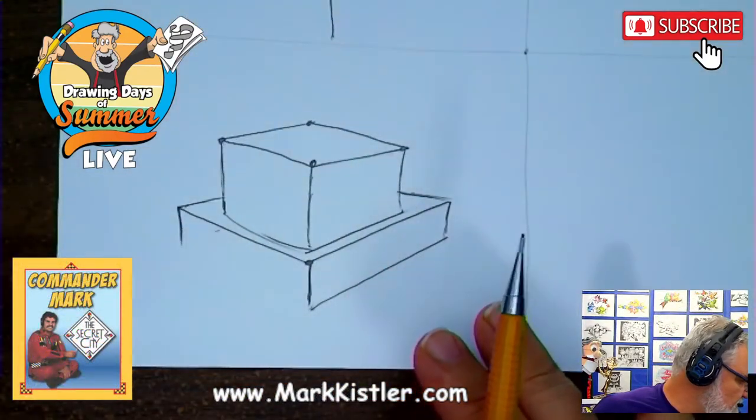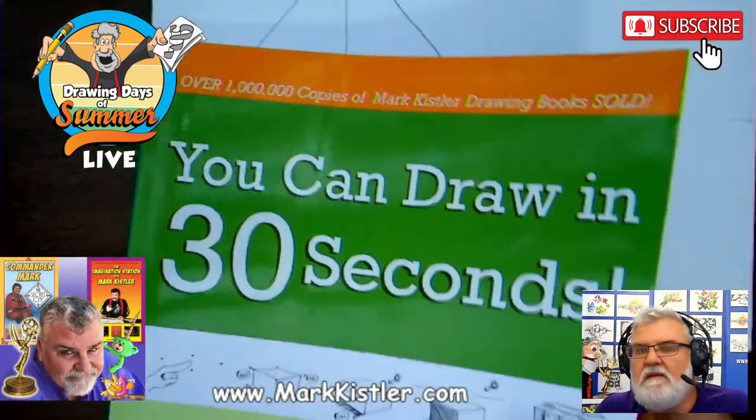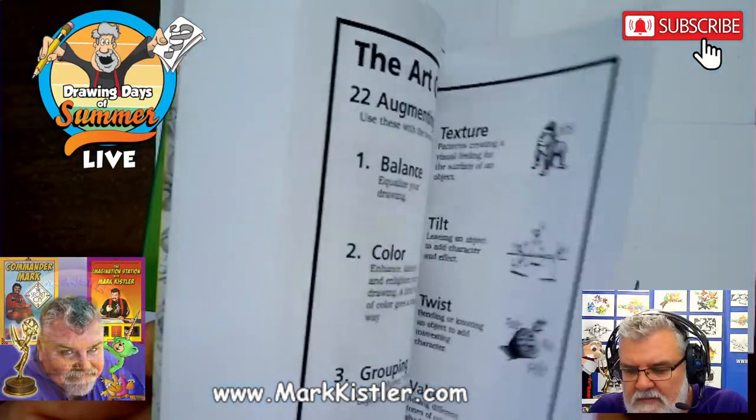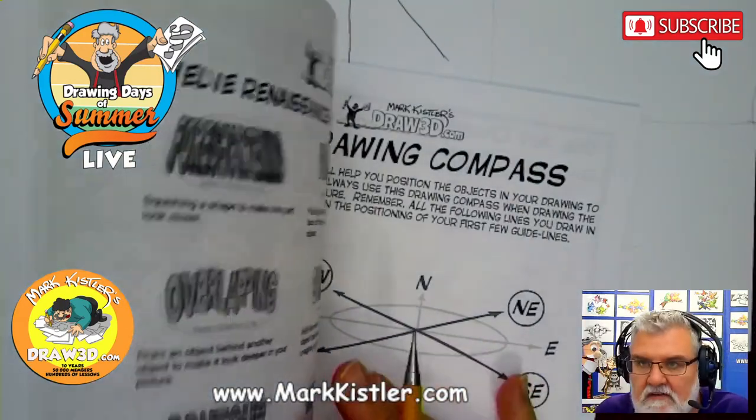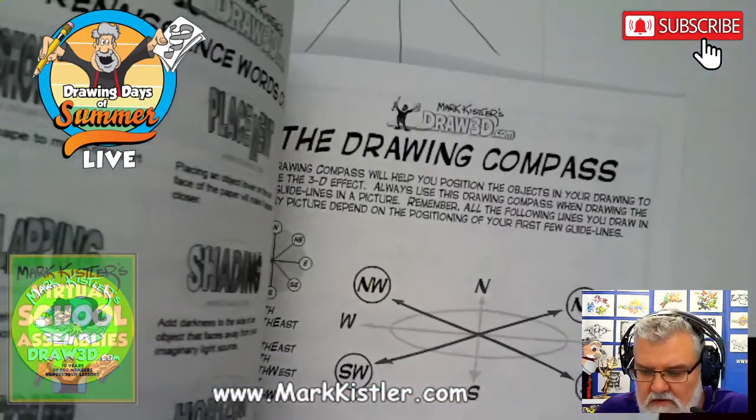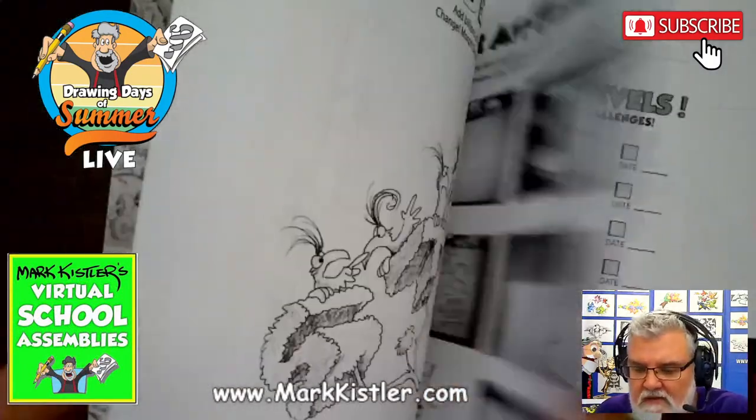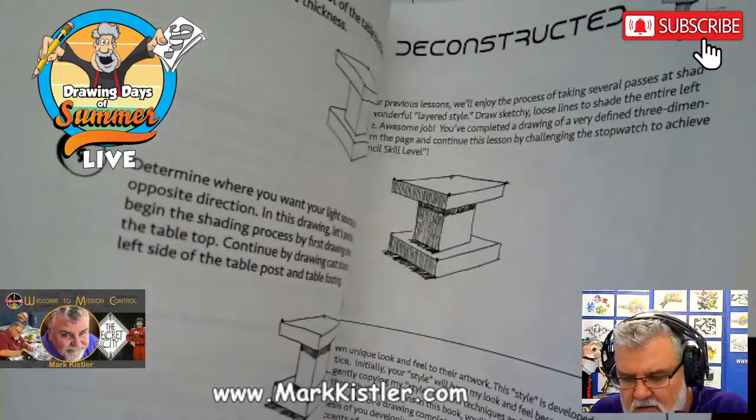I'm going to turn to the book so you can see what I'm talking about. We're using this chart in the back of the book. Of course, you get a free book with any membership to my Draw 3D. Okay, I'll tell you more about that in a second. But we're going to see the 99 levels chart right there in the back of the book. So I'm going to go to lesson 2 and I'll show you what we're doing here.